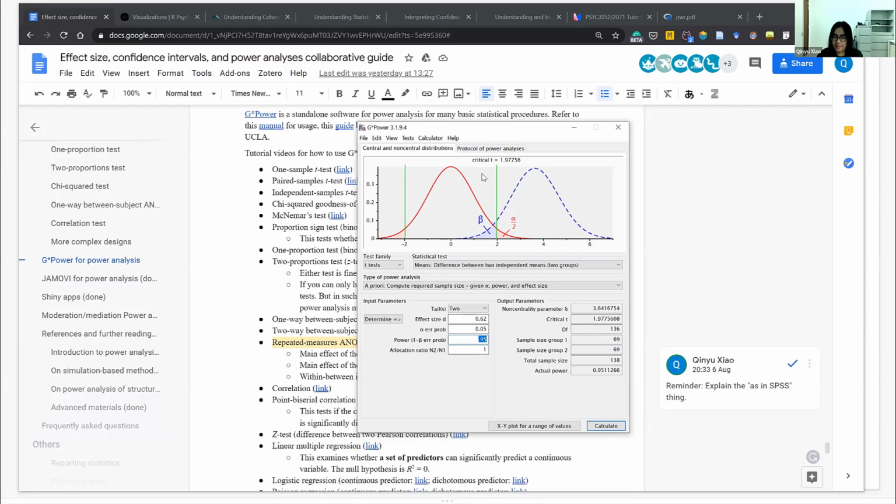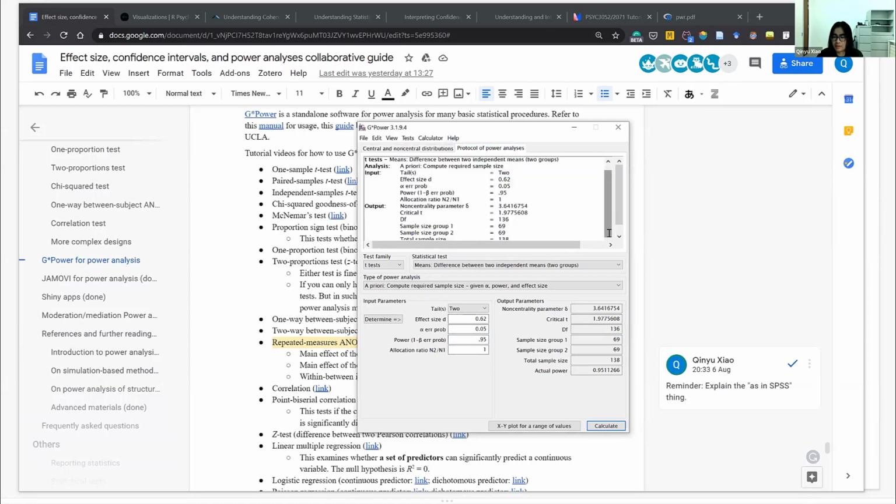The important thing about doing power analysis in G-Power is that you have to copy and paste this calculation protocol to your supplementary materials, anywhere that's visible for others to check, so that others know what parameters you used for this calculation and can reproduce it on their own. So the key is reproducibility.